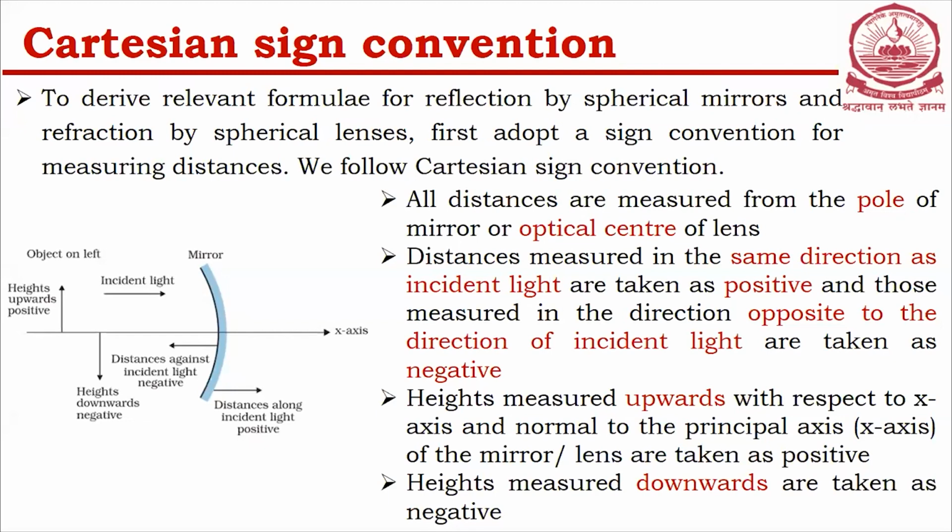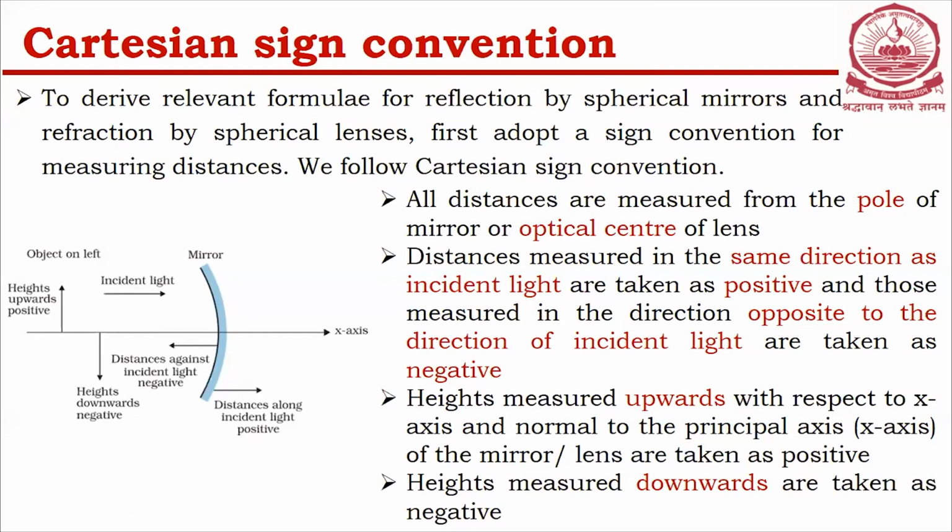So what is that sign convention? You can see it is actually a mirror. All distances are measured from the pole of the mirror or the optical center of the lens. If it is a lens, the center point is the optical center. The distance is measured in the same direction as the incident light. Suppose a parallel beam of light falls on this mirror. If you measure any distances in the same direction as the incident light, it will be taken as positive. Those measured in the opposite direction of the incident light will be taken as negative.